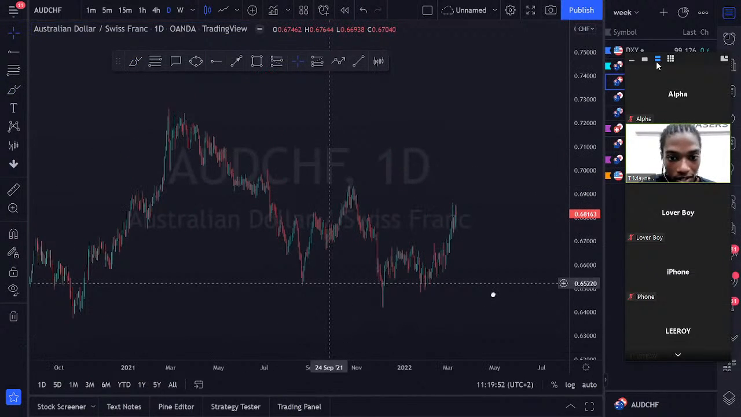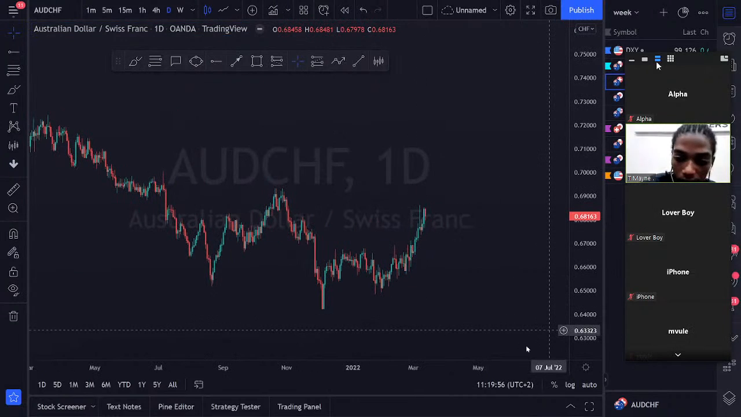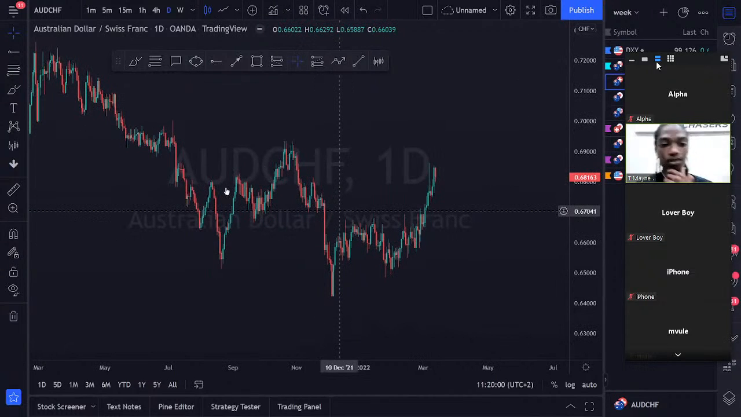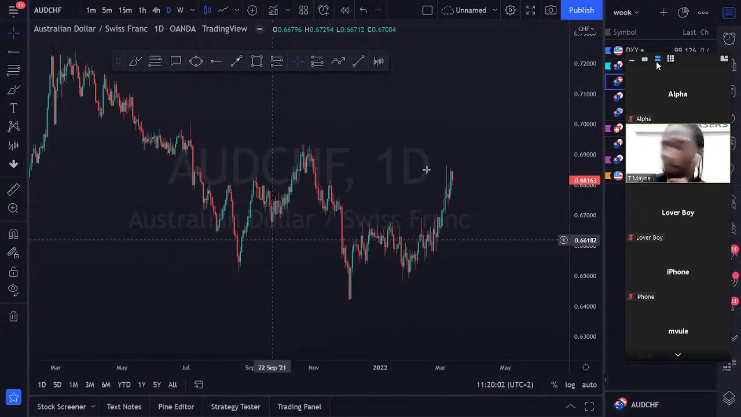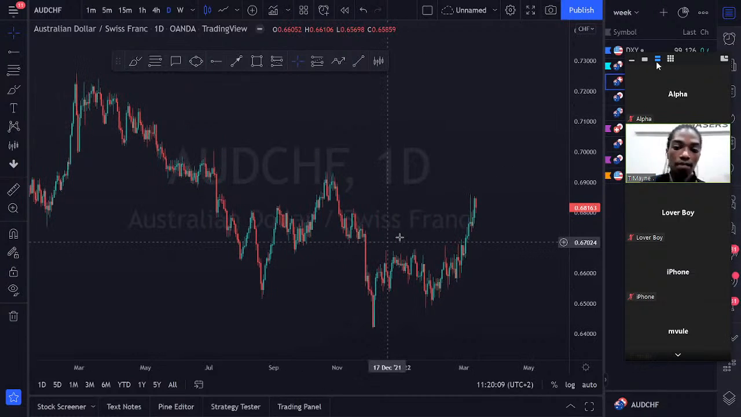So guys, Aussie Swiss franc is a little bit not nice, but we'll find an opportunity anyway. So anyway, looking at the overall structure, we've got a nice break of resistance.